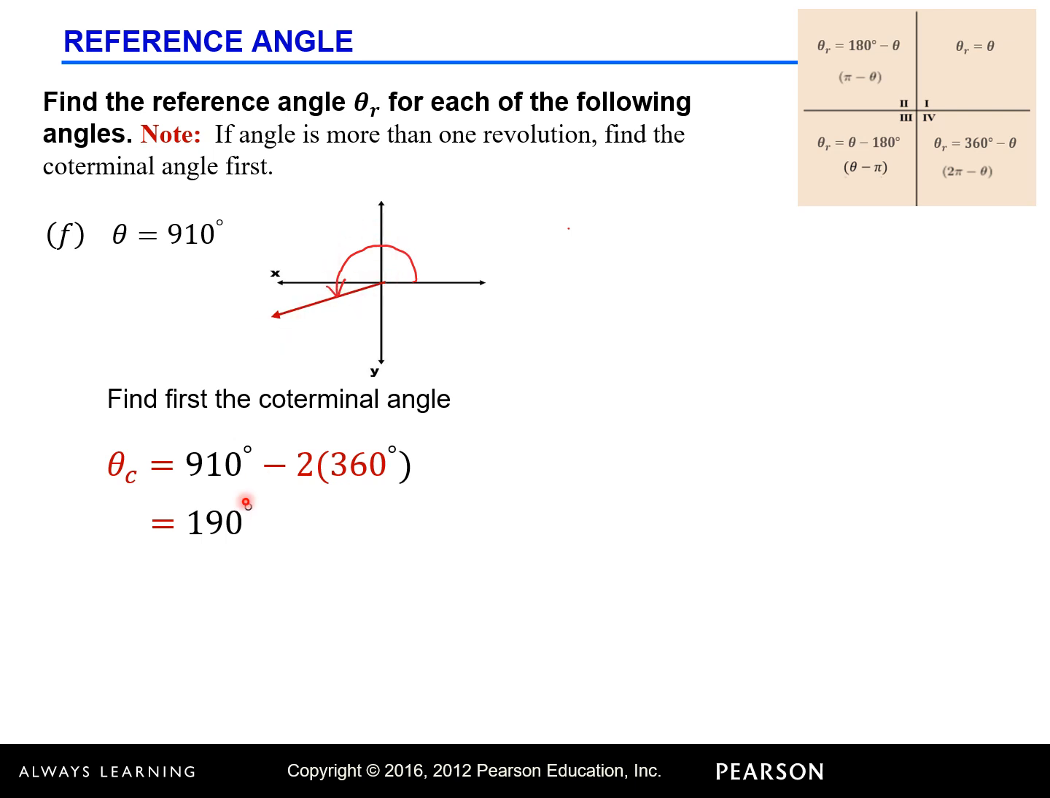Then we can now find the reference angle for that. Since it's in the third quadrant, theta minus 180, which is 190 minus 180, is equal to 10 degrees. So 10 degrees is the reference angle of 910 degrees.